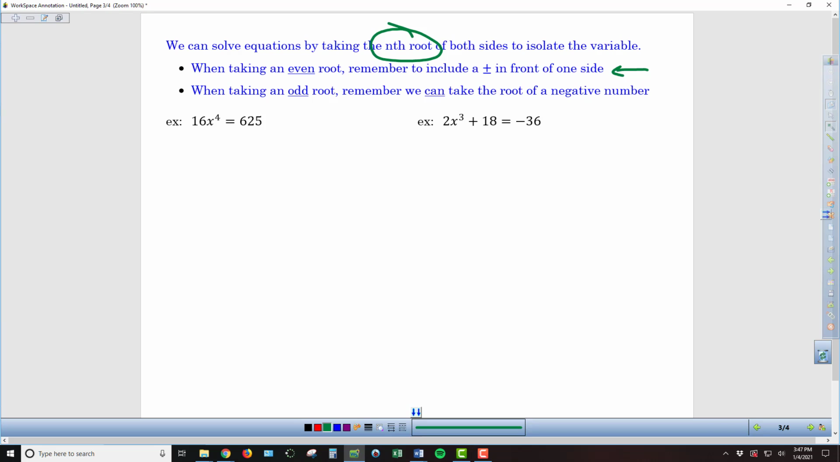We also have to remember that we can't take a square root or a fourth root or a sixth root of a negative number. So if we have x to the fourth equals a negative or x squared equals a negative, that problem has no solution, or we're going to have to use imaginary numbers.